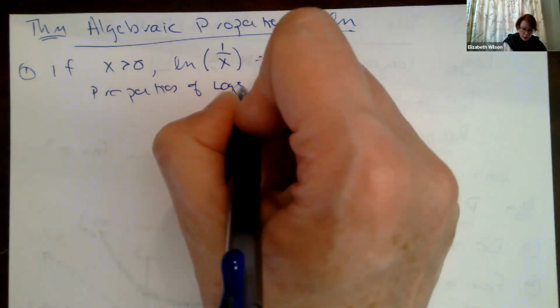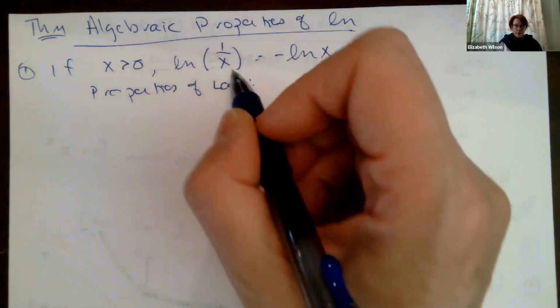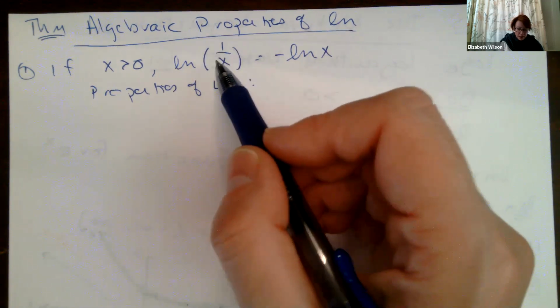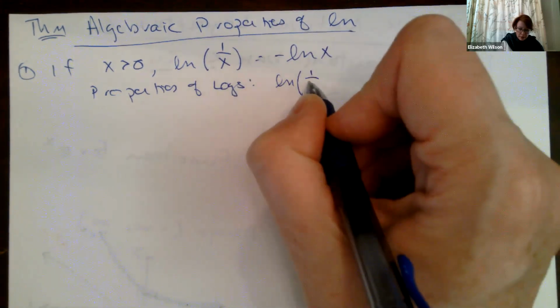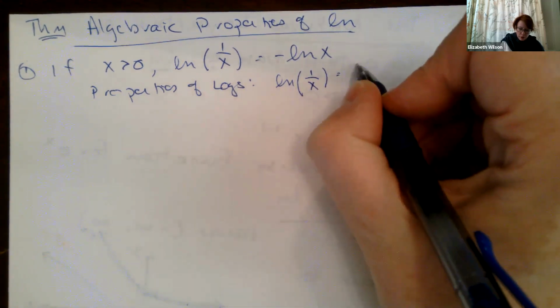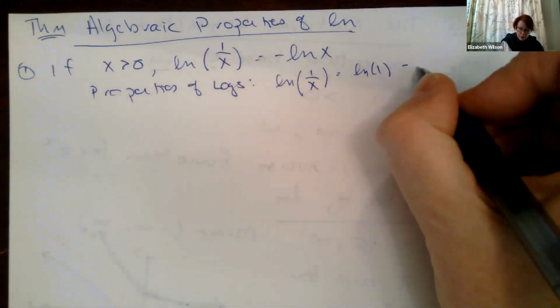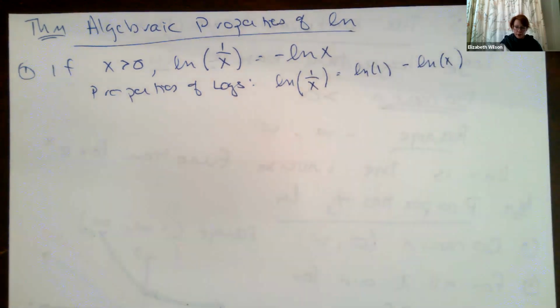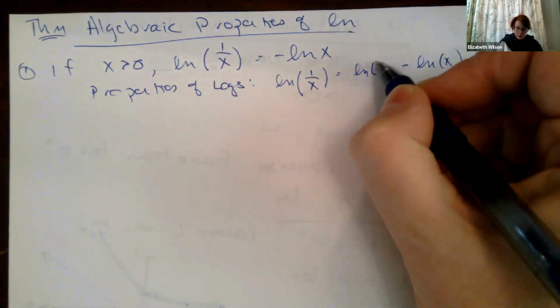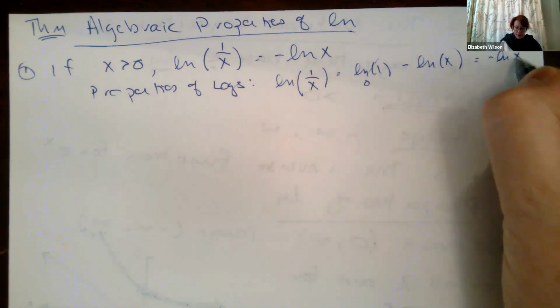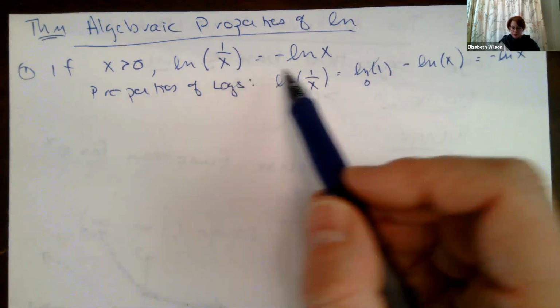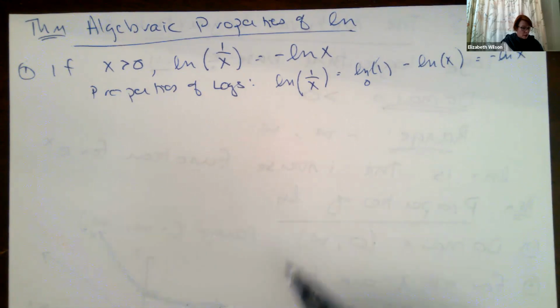Okay, so this is like, I've got a thing that I'm dividing. So this is like saying the natural log of 1 over x is equal to the natural log of the numerator minus the natural log of the denominator. The natural log of 1 is equal to 0. So then we have minus ln of x. That's where this comes from. It's not magic, it's just basically properties of logs.